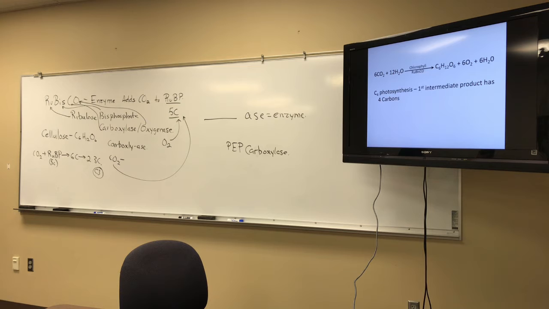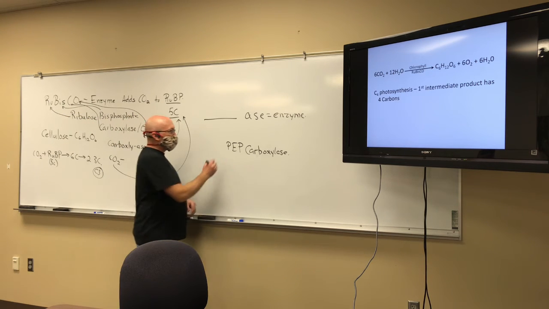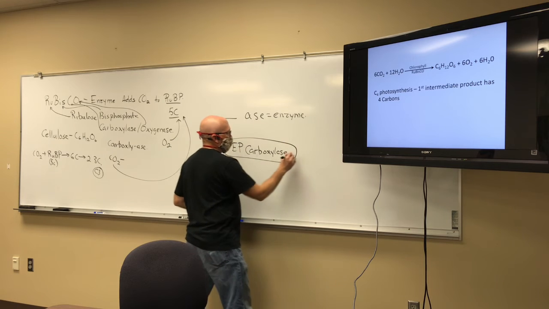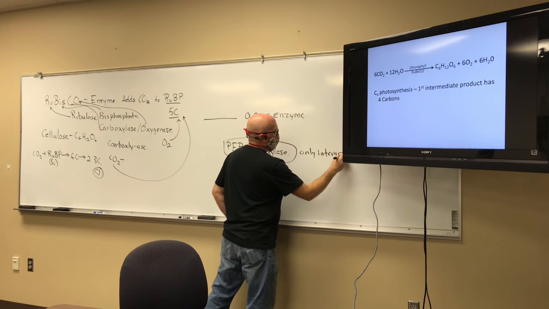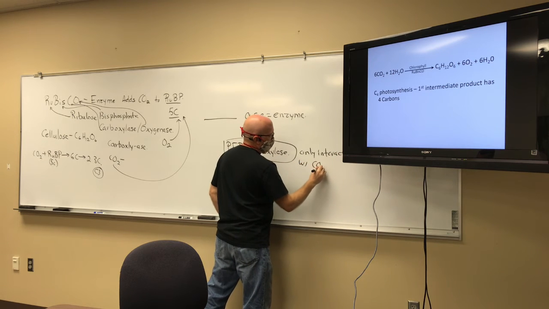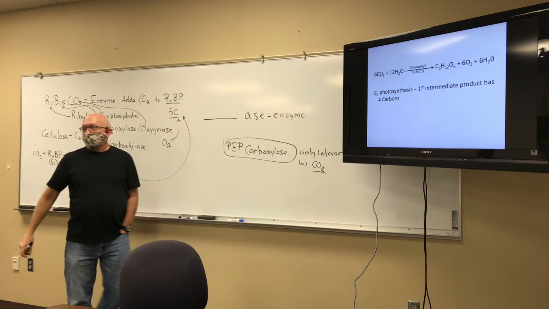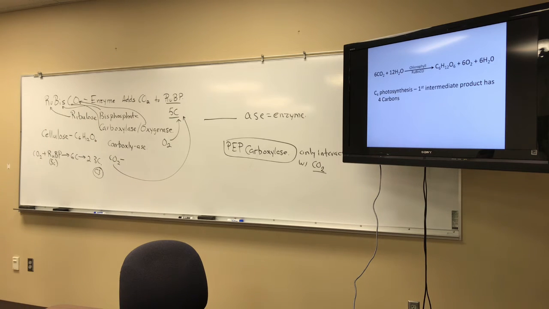So PEP carboxylase only interacts with carbon dioxide. This is a great advantage to a plant because the plant isn't trying to capture oxygen. It's trying to capture carbon dioxide. And so if you possess this enzyme, you now have a more specific enzyme that is specific to interacting with carbon dioxide.